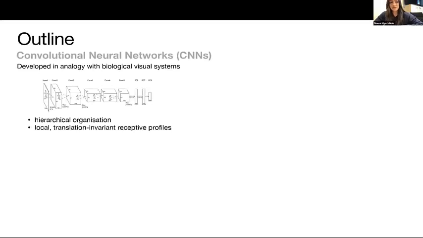CNNs, which stands for Convolutional Neural Networks, as all of you probably already know, are a particular kind of deep learning architecture designed in analogy with information processing in the early visual pathway. So besides the typical hierarchical organization that we find in deep neural networks, we also have translation invariance that is enforced by local windows shifting over the spatial domain.